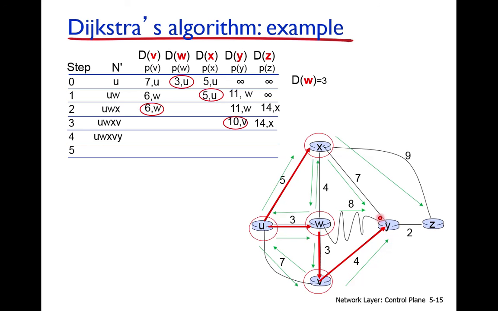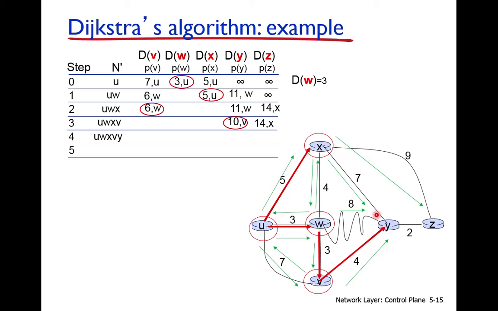Which one is the shortest path, this one or this one? So we consider that the previous value of y is v. So the path which has the previous value v, this is the previous one v, so this link is explored. So now we have computed the shortest path from u to w 3, from u to x 5, from u to v 6, and from u to y 10.